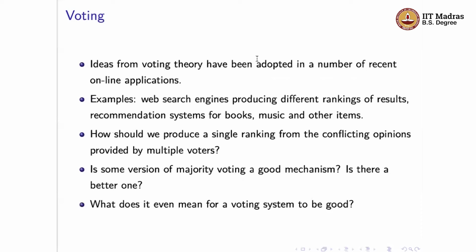I mean, it's interesting theoretically, but it has a lot of practical applications as well, right? So, for example, when it comes to recent online applications, it has seen a lot of use. You've got different web search engines which produce different rankings of results, right? So how do you come up with those rankings of results? That's one question. And if you have different search engines producing different rankings of results, how can you combine these different rankings to come up with one ranking, right?